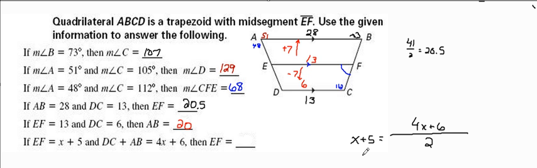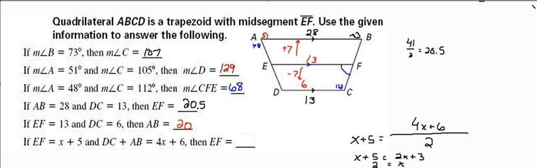So we're going to work on this here. X plus 5. I'm going to actually divide 4x plus 6 by 2. We can, they're even numbers. 4x divided by 2 is 2x. 6 divided by 2 is 3. So now we have x plus 5 equals 2x plus 3. I'm going to subtract x from both sides and just get an x. I'm going to subtract 3 from both sides and just get a 2.